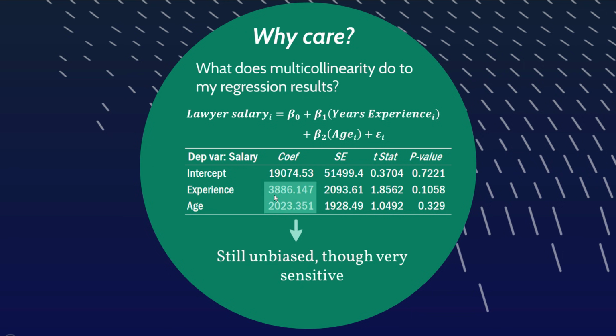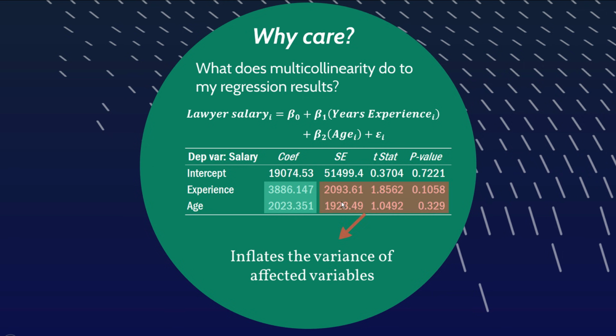The coefficients themselves are still unbiased. In other words, they still represent our best guess or our best estimate as to the true values of beta 1 and beta 2 respectively. But they become quite sensitive. So maybe if you throw another variable in the mix here, these coefficients might jump wildly. But really what happens with multicollinearity is that it inflates the variance of the affected variables.